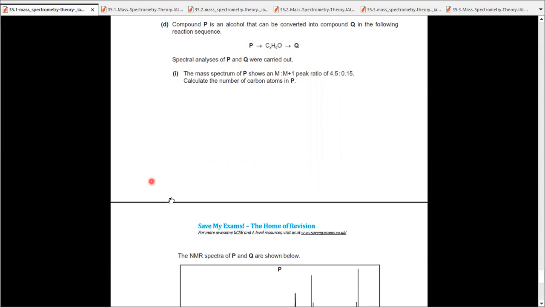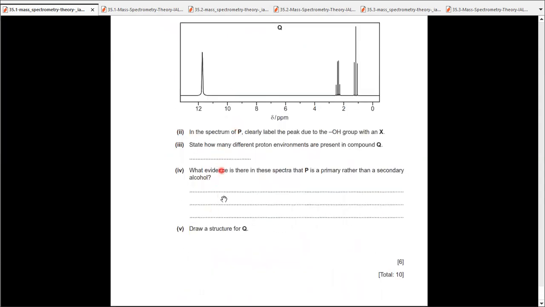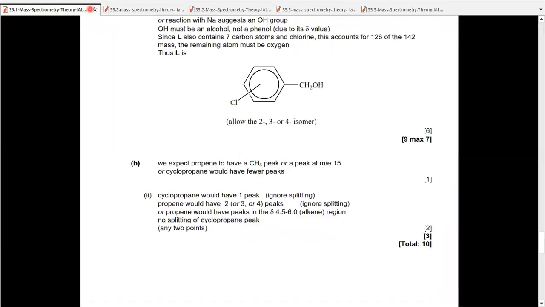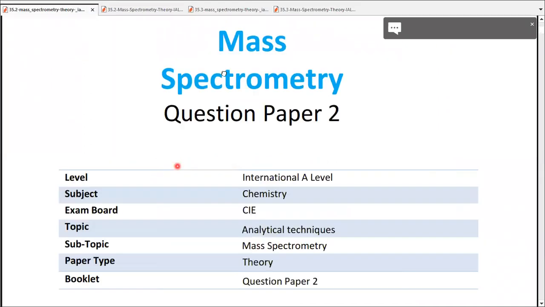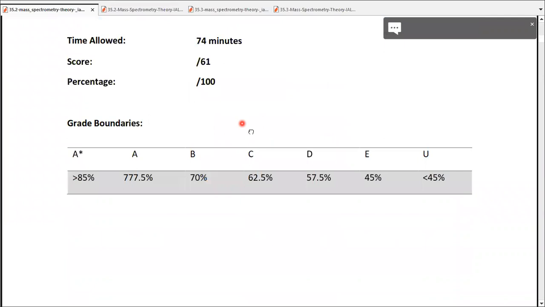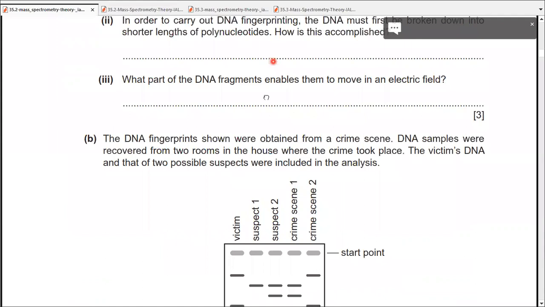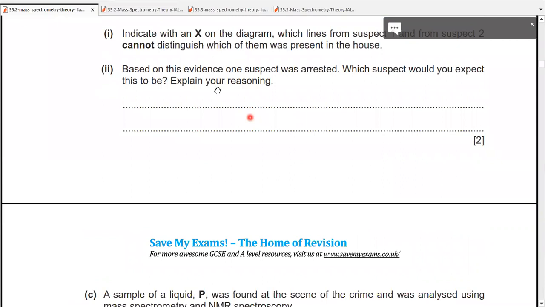Moving on, let's see. No, that is NMR, NMR, and there we go. That's the end of this one. So let's close this one down and let's try another one. So this is the question paper. This is the mass spectrometry second question paper. Let's try this one. Let me zoom it out a little bit so it's easier to move.